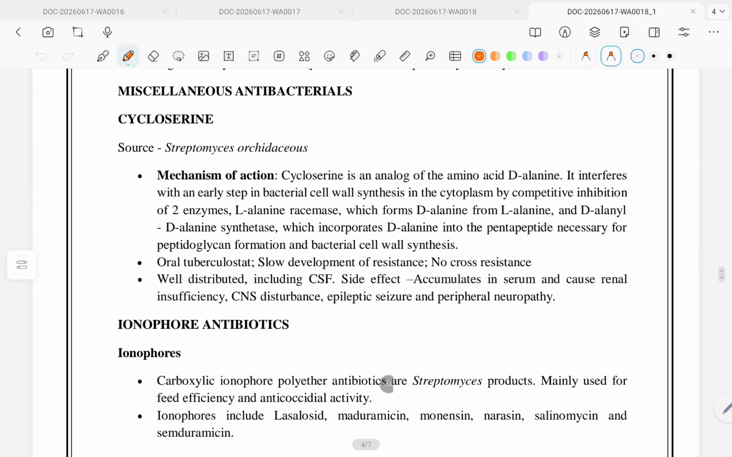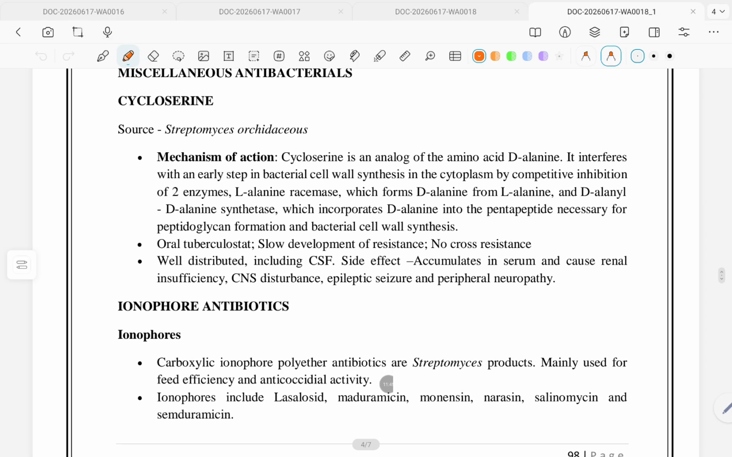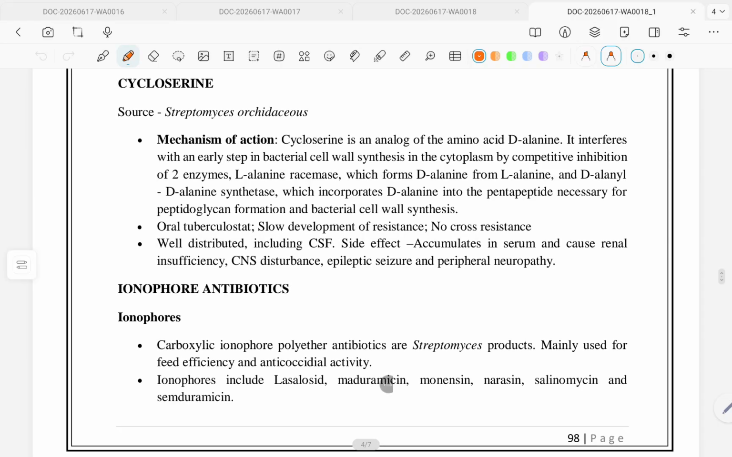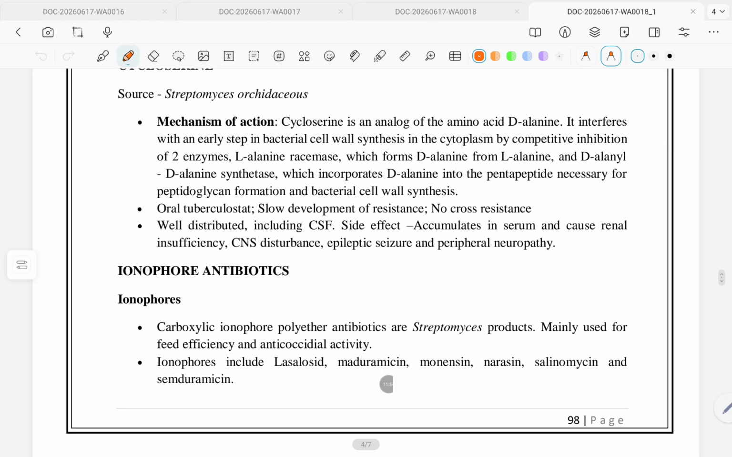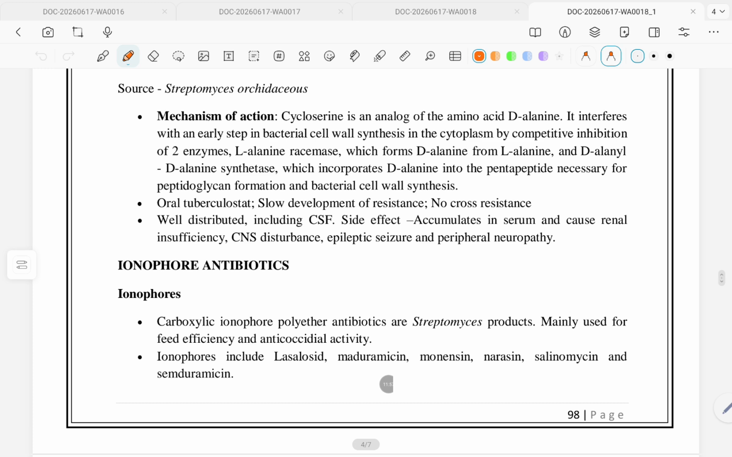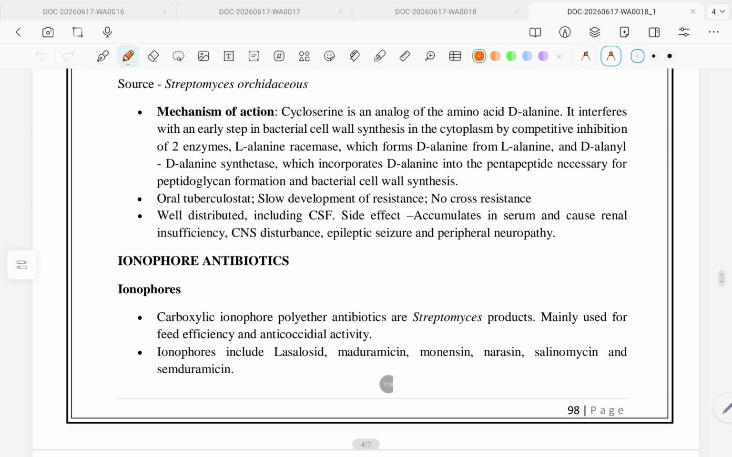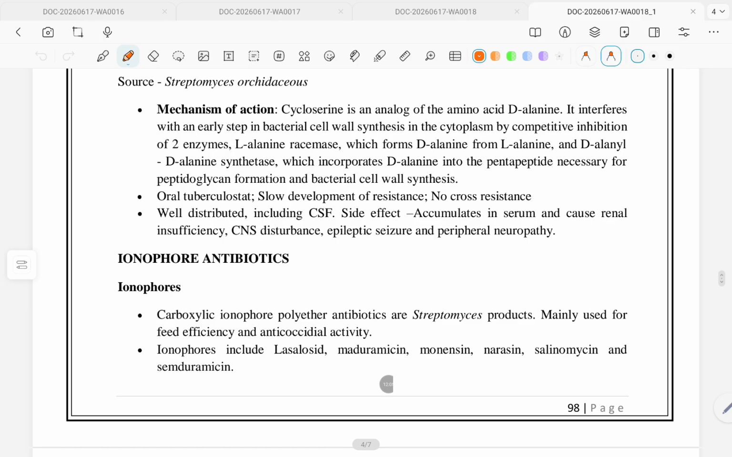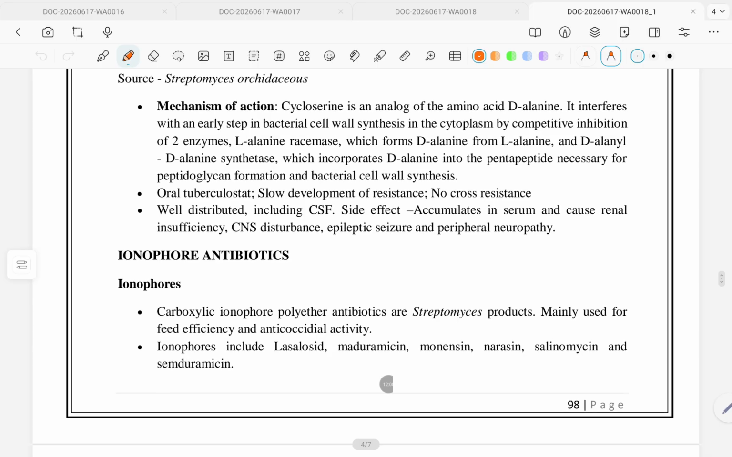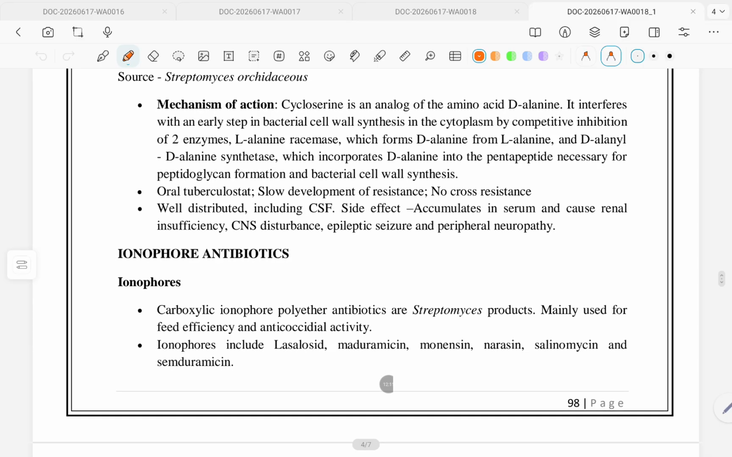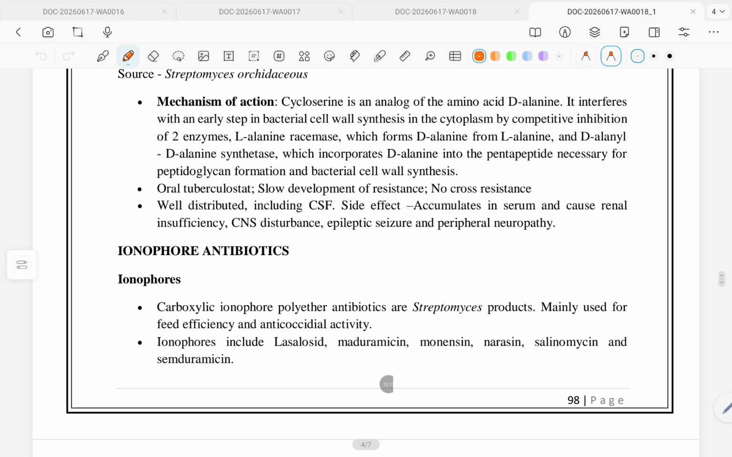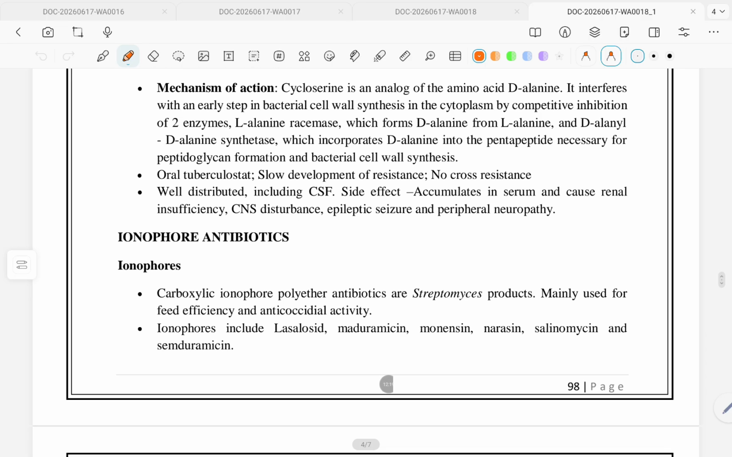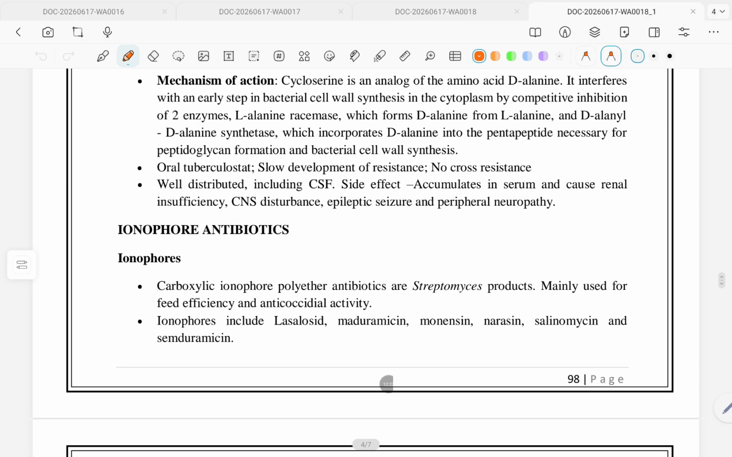Miscellaneous antibacterials. Cycloserine, produced by Streptomyces orchidaceus. Mechanism of action: cycloserine is an analog of the amino acid D-alanine. It interferes with an early step in bacterial cell wall synthesis in the cytoplasm by competitive inhibition of two enzymes, L-alanine racemase, which forms D-alanine from L-alanine, and D-alanine D-alanine synthetase, which incorporates D-alanine into the pentapeptide necessary for peptidoglycan formation and bacterial cell wall synthesis.